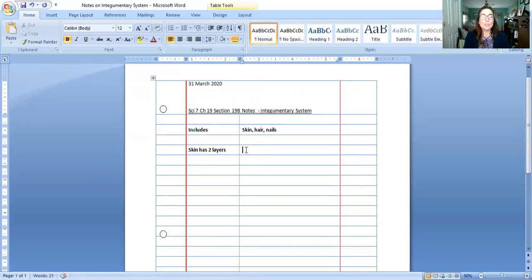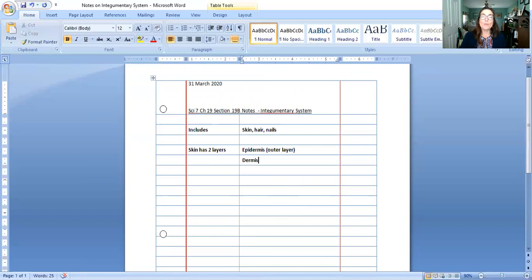So skin has two layers: epidermis, which is the outer layer, and the dermis, which is just below the epidermis. And we're going to take a look at those different layers here in just a minute. Let me let you write that down. Two layers, epidermis and dermis.